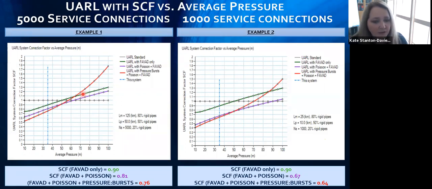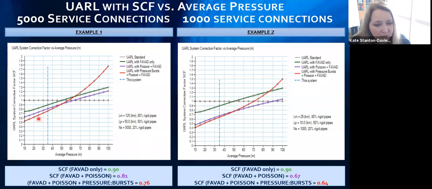The first thing to note is that the two examples, the 5,000 service connections and the 1,000 service connections, both have a system correction factor when we just consider FAVAD of 0.90, and the lines are actually the same running through both. The shape and gradient of those lines are both the same, and they give the same value of system correction factor. What we're really interested in here is the Poisson effect.